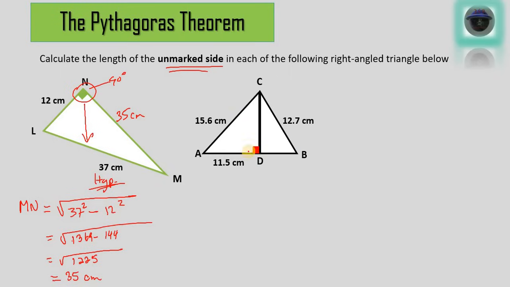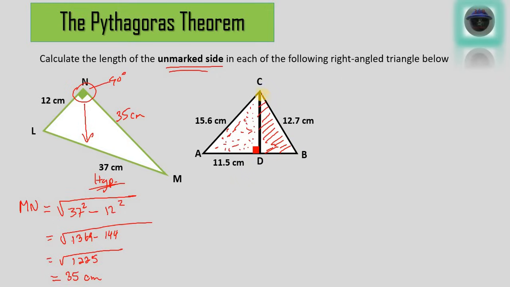All right, so let's look at this one over here. That looks a little more complicated. And as you can see, we have two triangles. So this is one triangle over here, and this is another triangle here. Right? So here's a question. How are we going to find the lengths of the unmarked sides? So we have two sides that we don't know.